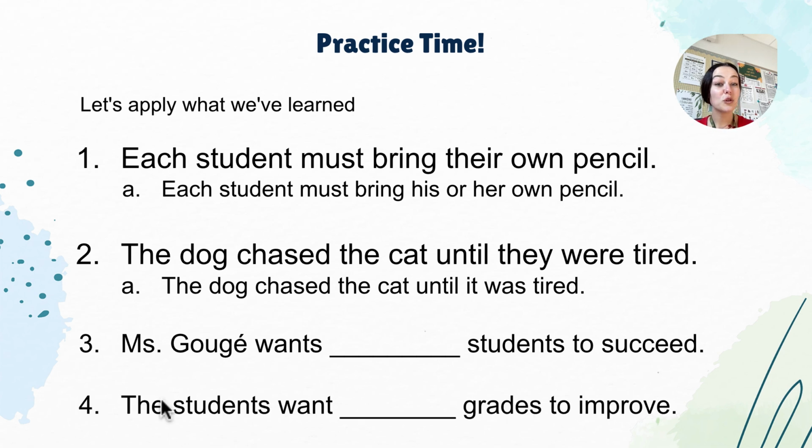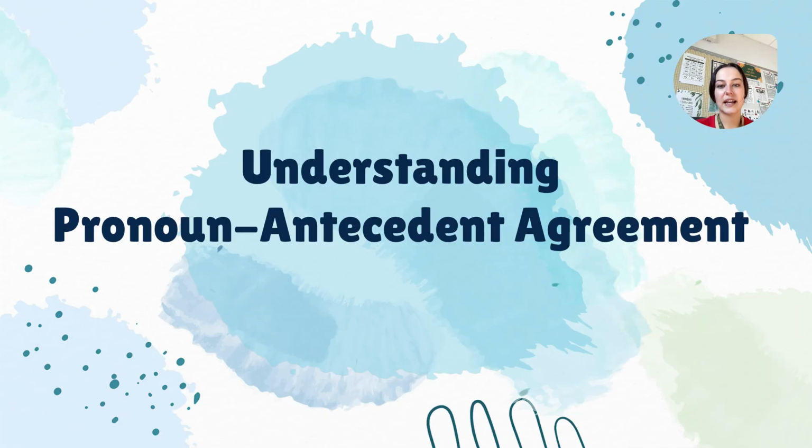This next one: the students want blank grades to improve. What pronoun can we put here that's going to refer back to this plural antecedent? Hopefully you had some time to figure it out, but it's: the students want their grades to improve. So this was just some quick, simple practice, and hopefully you have a better understanding of pronoun antecedent agreement. Once again, this is just making sure that the nouns and the pronouns that we use are in alignment and refer to one another in a correct manner.